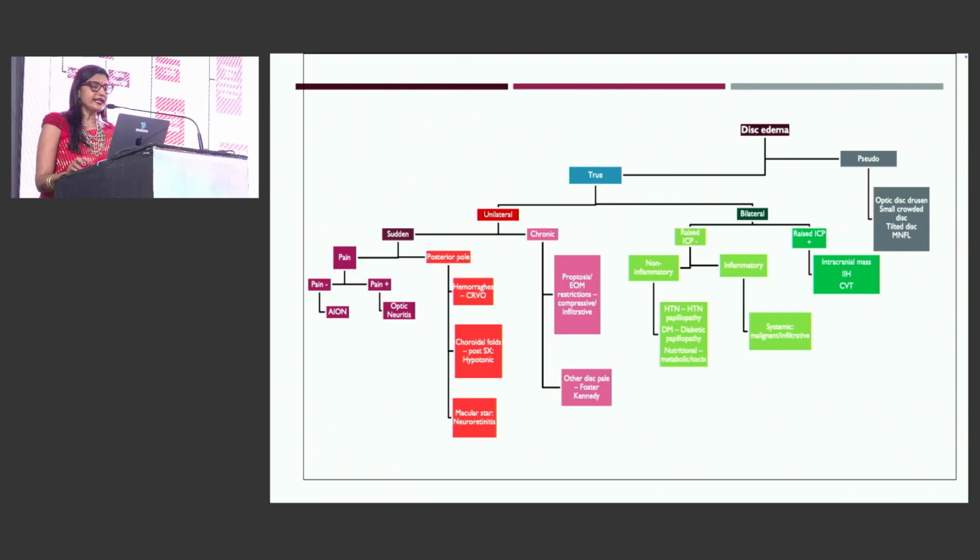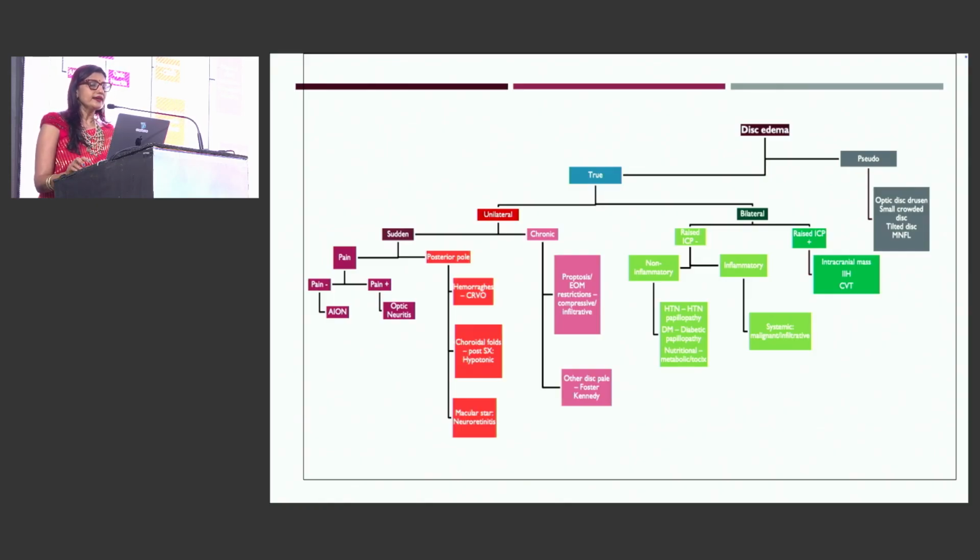So you have disc edema. Find out whether it is true or pseudo. Is there a lumpy appearance? Is there high hypermetropia? Then if it is true, you go into unilateral or bilateral. Unilateral, is it sudden onset or does it look like a chronic one? If it is sudden onset, is pain present or not present? Pain not present, you may be looking at ischemic optic neuropathy. Pain present, optic neuritis. Is the posterior pole showing other findings? Hemorrhages in CRVO, choroidal folds in hypotony, macular star in neuroretinitis.